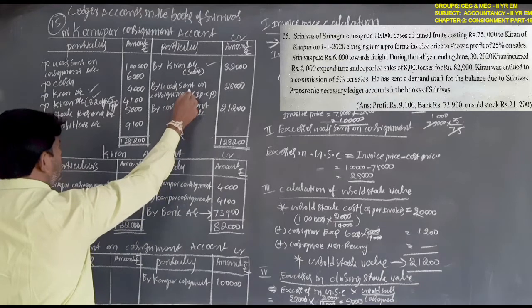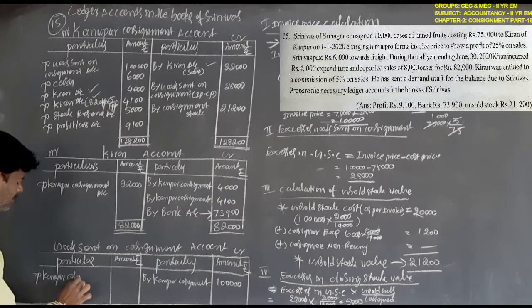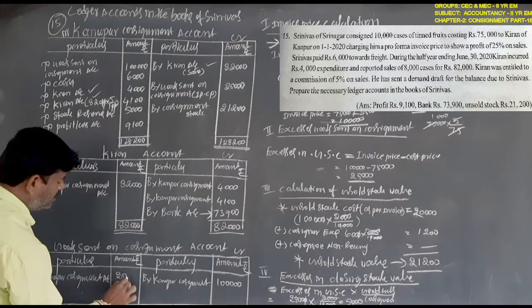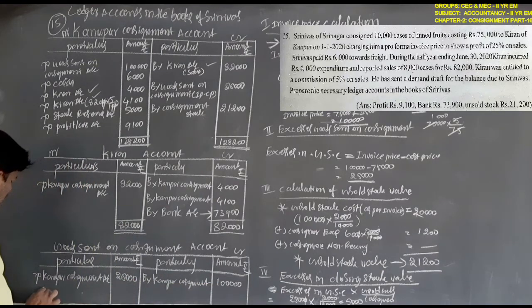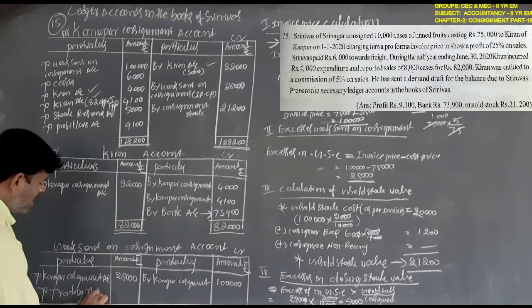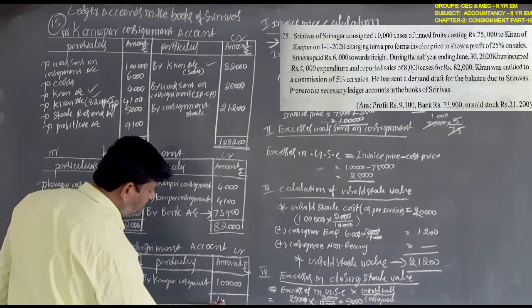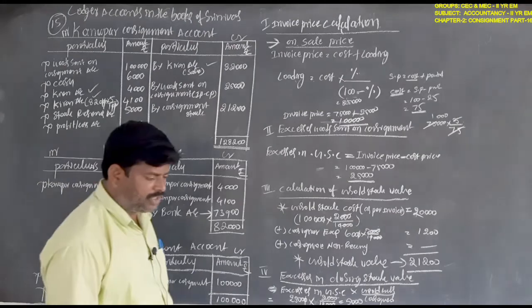Here also goods sent on consignment, it will be recorded this side to Kanpur consignment account. Amount is 25,000 rupees. What is the difference between 1 lakh and 25,000 rupees? It will be transferred to trading account. Trading account 75,000 rupees. So 1 lakh rupees. Next 1 lakh rupees. This is the problem.